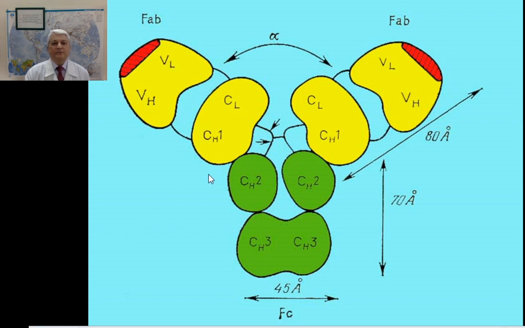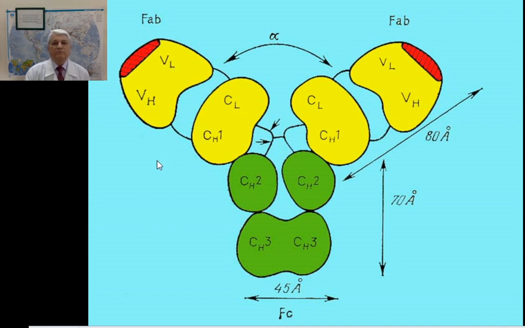Please tell me why CH2 and CH2 cannot form a superdomain together. Think please. And I am answering, I told you about this, because there are carbohydrate components between them, and these carbohydrates do not allow CH2 domains to interact by hydrophobic interactions, hydrophobic bonds.